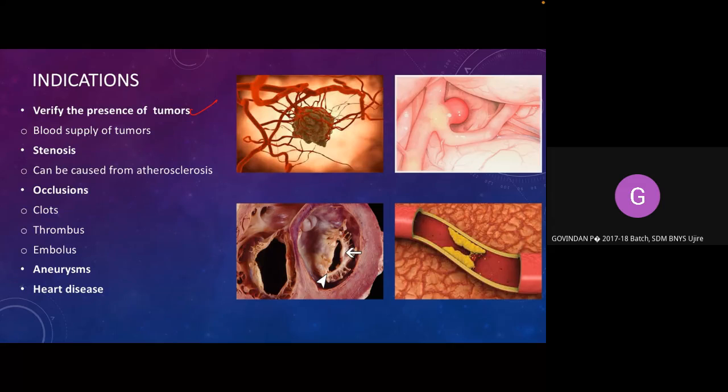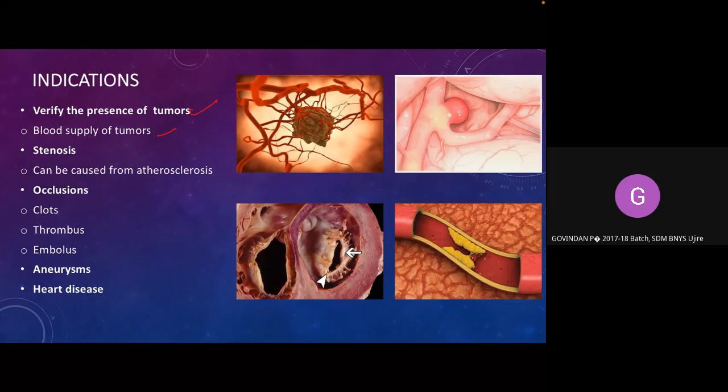How do you verify the presence of tumors? What will happen to its blood supply when a tumor is there? Neovascularization. Increased blood supply. New blood vessels form and angiogenesis takes place, and it is drawing more blood because it does not have control over its growth and replication. Hence, it is drawing more blood, so the tumor will take up more dye.